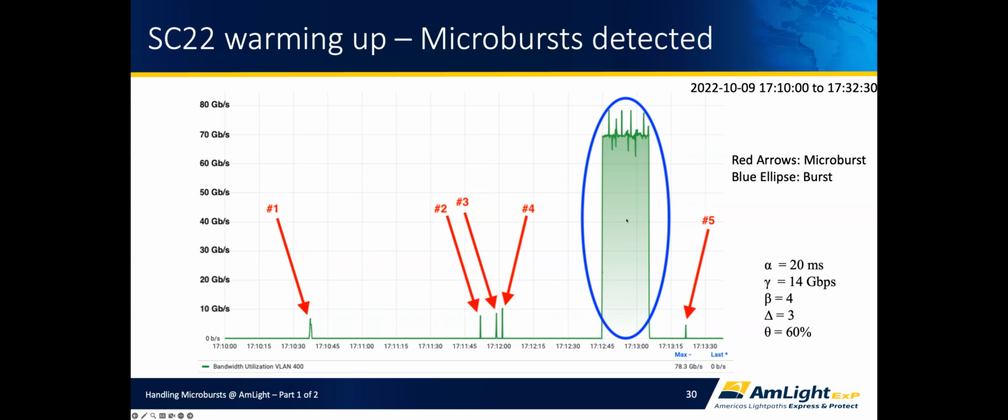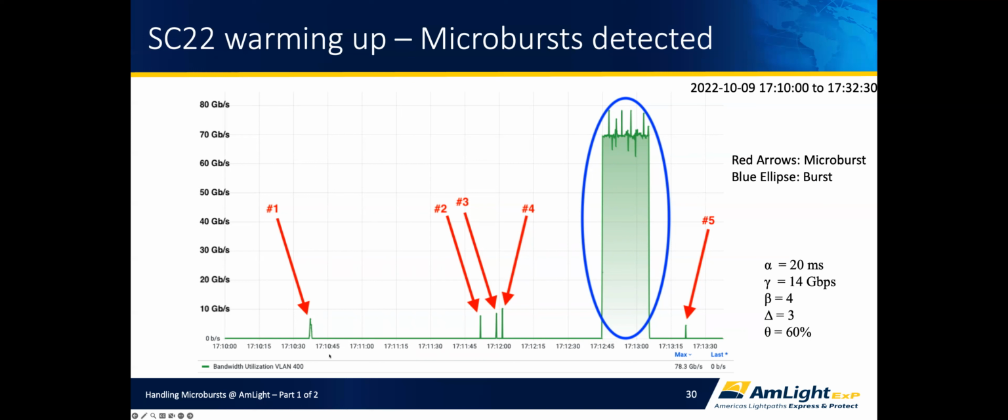So we have this blue ellipse, which is a burst, not a microburst, it's pretty large. So our system ignored it. And then it detects 1, 2, 3, 4, 5 bursts, right? According to the figure, there are 5 bursts. And those are the parameters that we use.